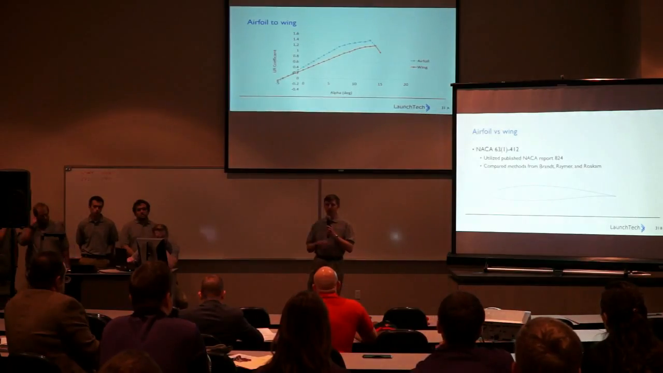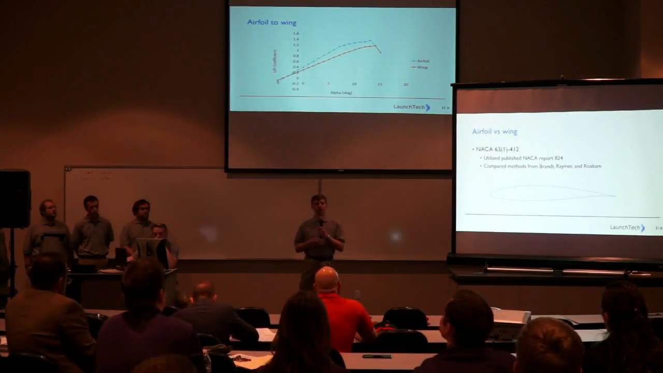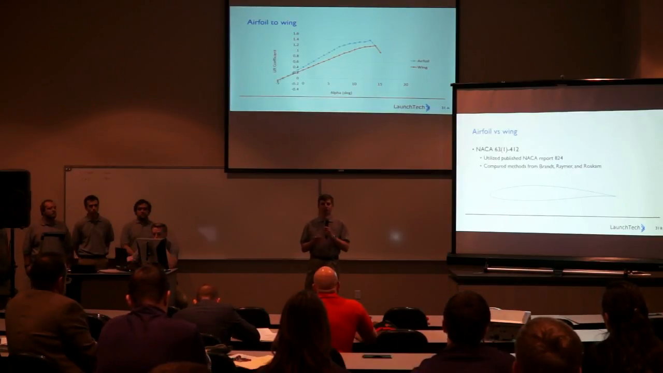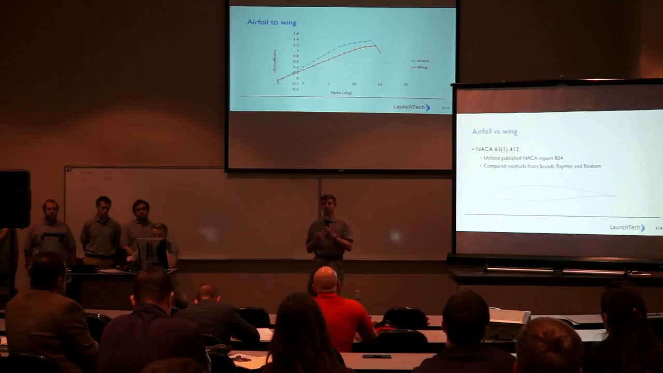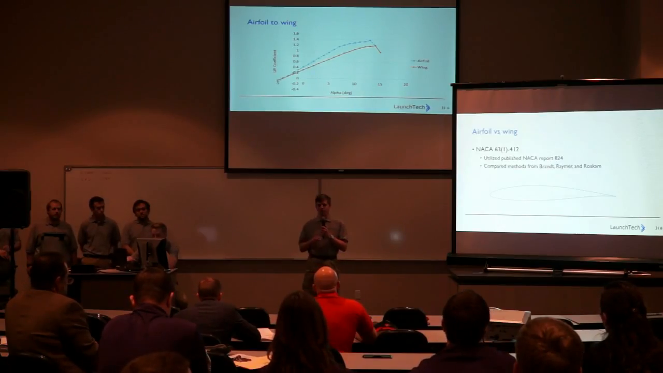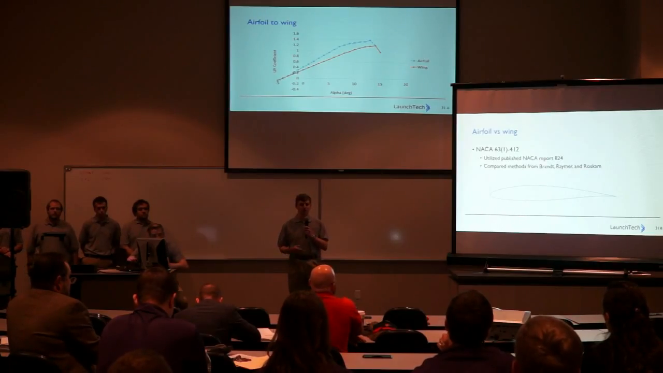Now on the primary screen is our CL alpha plot of the airfoil and the wing. Our airfoil data we retrieved from NACA data, and it's from report 824. Our airfoil we chose is a 63-412. It's a common transport airfoil. And we use methods from Brandt, Raymer, and Roscoe to convert from the airfoil to a wing.